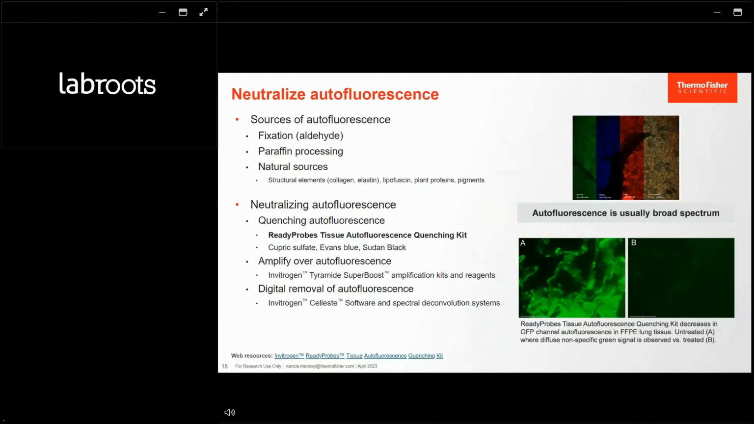There are other strategies, of course. You can amplify over the autofluorescence. So you can use something like a tyramide amplification to increase your true signal over the background enough that you can distinguish one from the other. Another option is to digitally remove the autofluorescence. So using a software like Celeste or any kind of spectral deconvolution system, you can basically suppress the signal from the off-target background noise and increase the true signal.